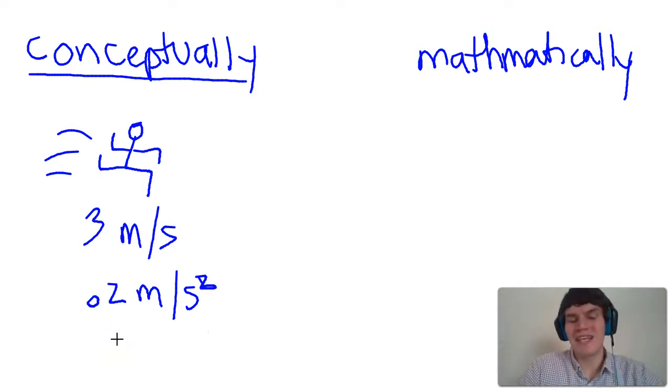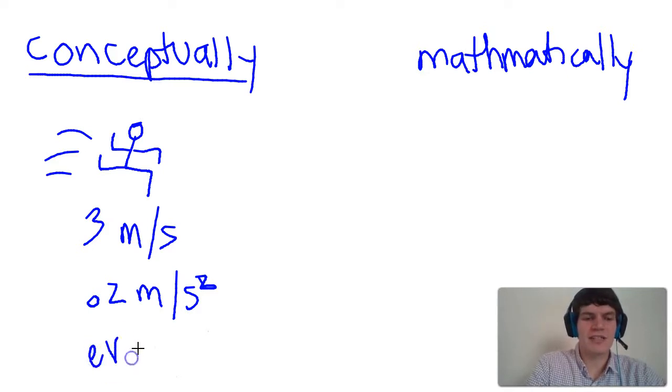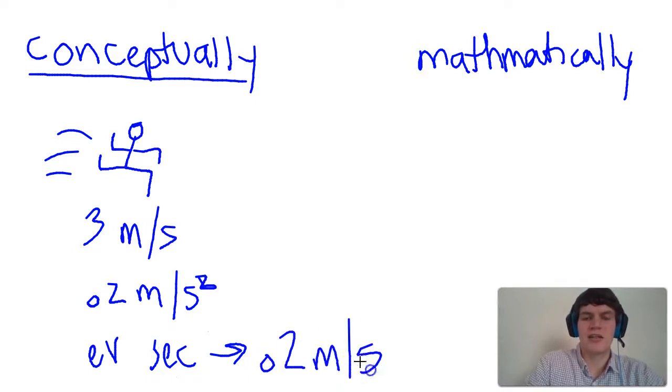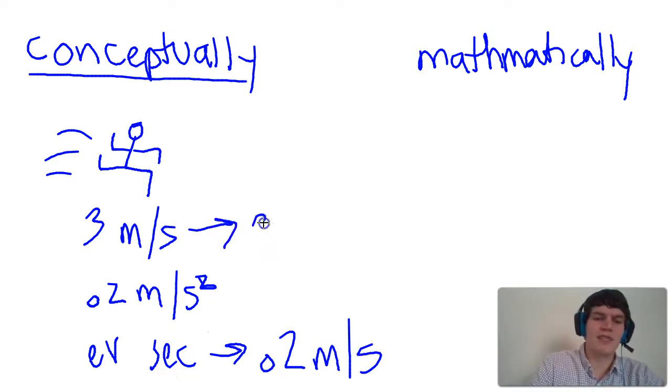What these units mean is that every second, Johnny is going to slow down his speed by 0.2 meters per second. So let me ask you this: after 1 second, what is Johnny's speed? Perfect, yeah. It's 2.8 meters per second, right?